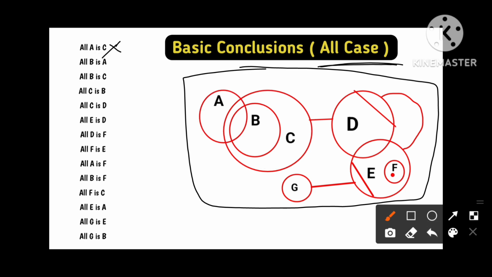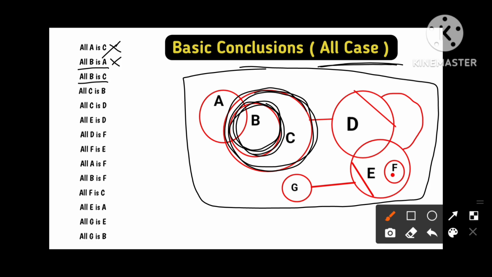Next one, second conclusion, all B is A. It's saying that all B is inside A. But I don't see the same meaning here. So this conclusion is also false. Third one, all B is C. The actual meaning of this one is all B is inside C. We see the same meaning in our basic statement Venn diagram also. So this conclusion will be true.